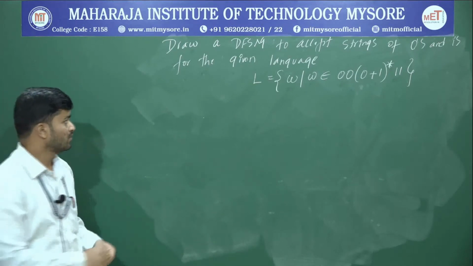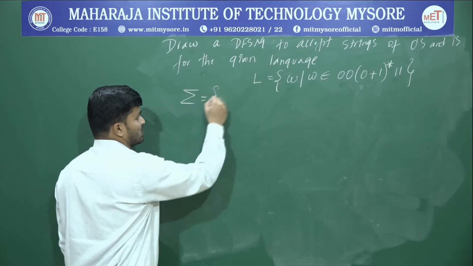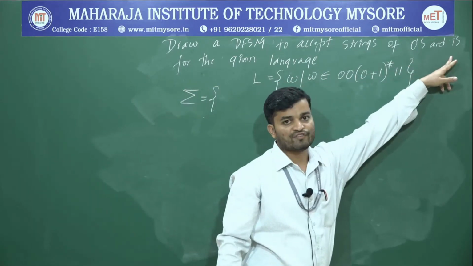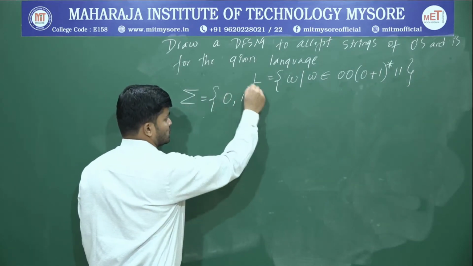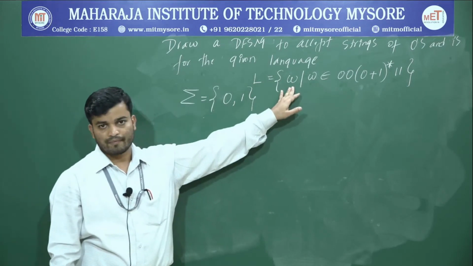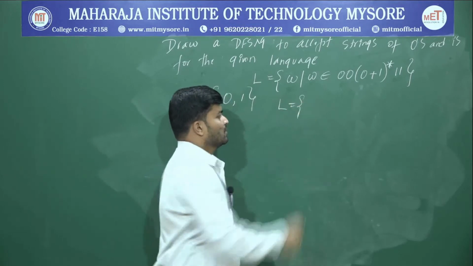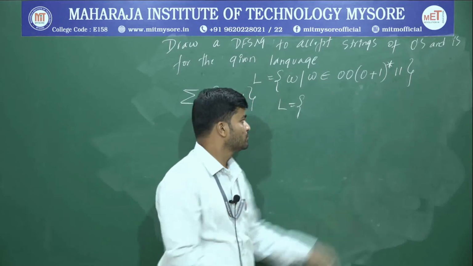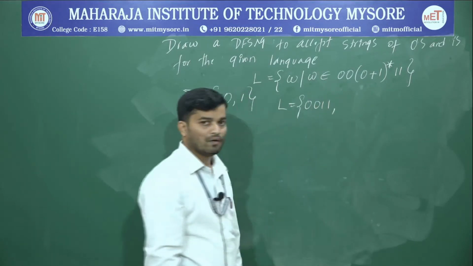Now I will construct a DFA for this particular given language. How to construct that? First you go with sigma. What is sigma? Just read the question: strings of zeros and ones. If it is zeros and ones, sigma will become {0,1}. Okay. So now by taking the help of this, write the language. If star becomes 0, I will get epsilon. So I will get 0011. In the worst case I will get 0011.